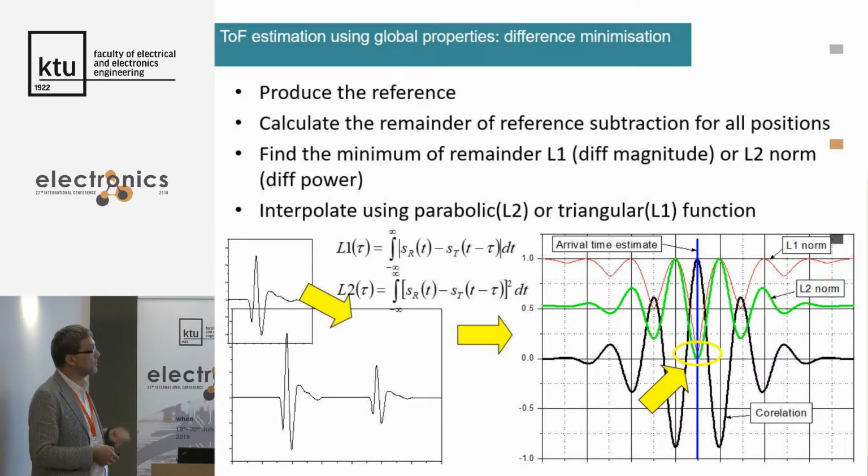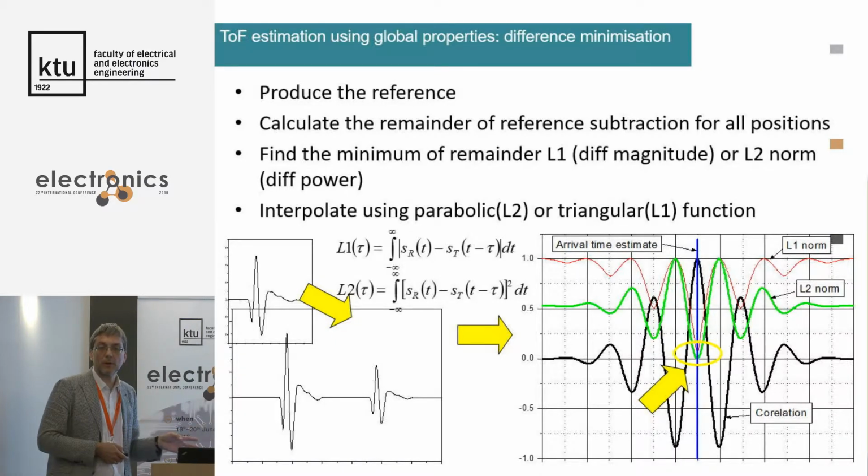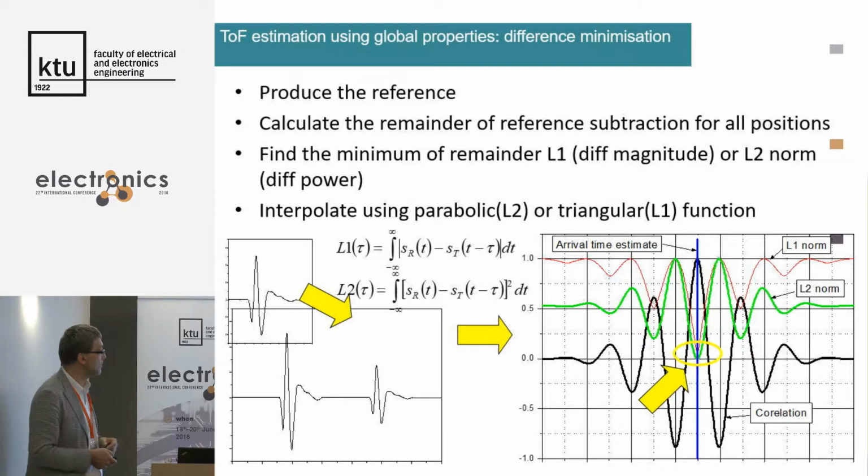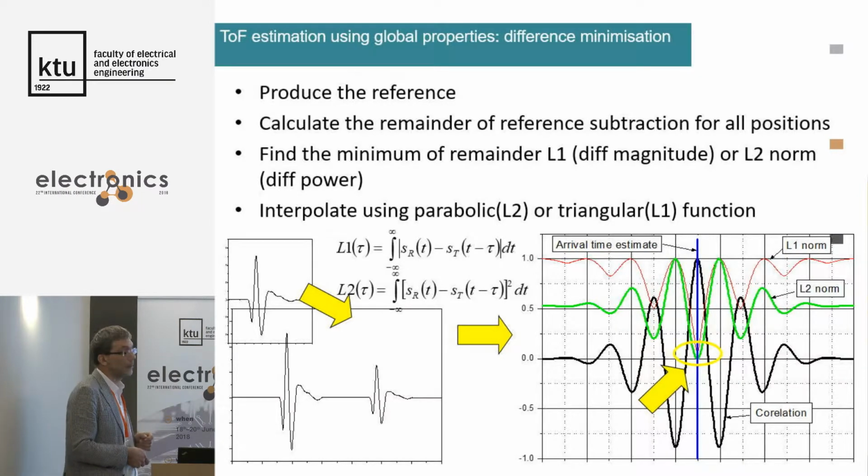And of course, interpolation is somewhat different. In the case of correlation, it is parabolic or cosine interpolation that is used. Here, for the L1 norm, it is the triangular function that performs the best, and the parabolic function for the L2 norm.